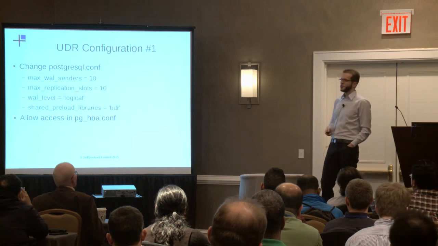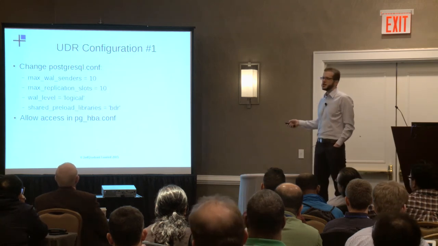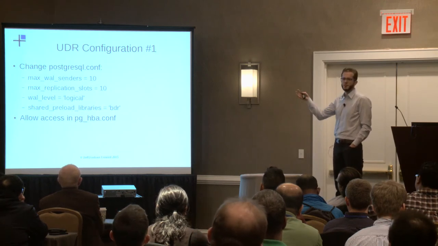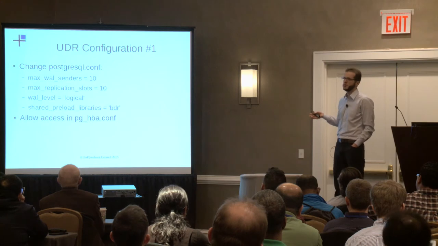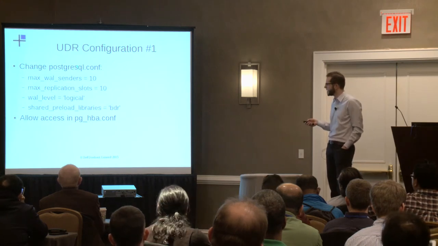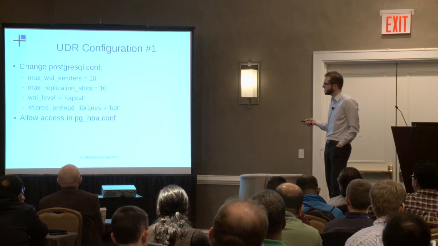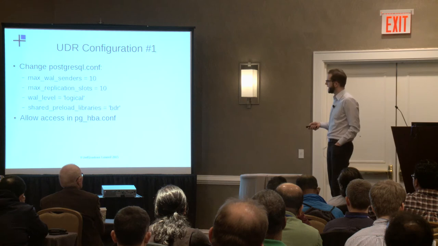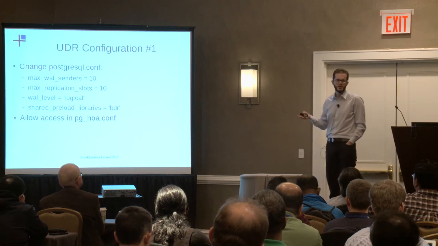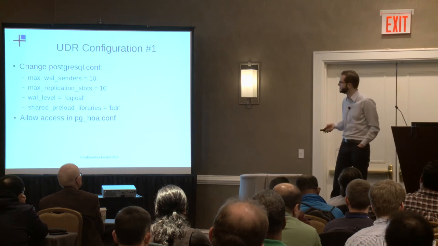So how can you configure it now? You need to change a couple of things in PostgreSQL.conf. They are pretty much independent of which logical replication solution you use, but you have to change those once. Unfortunately, those all require a restart. But once you've changed those, you could have 10 replicas for this database. And you need to allow the replica access via pg_hba.conf, but that's pretty normal.